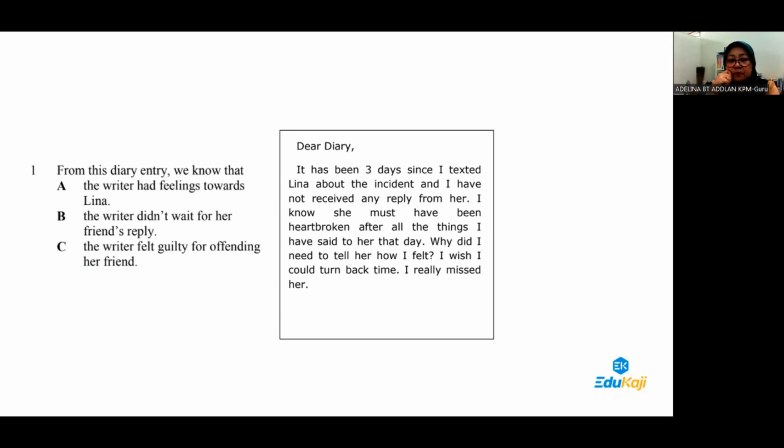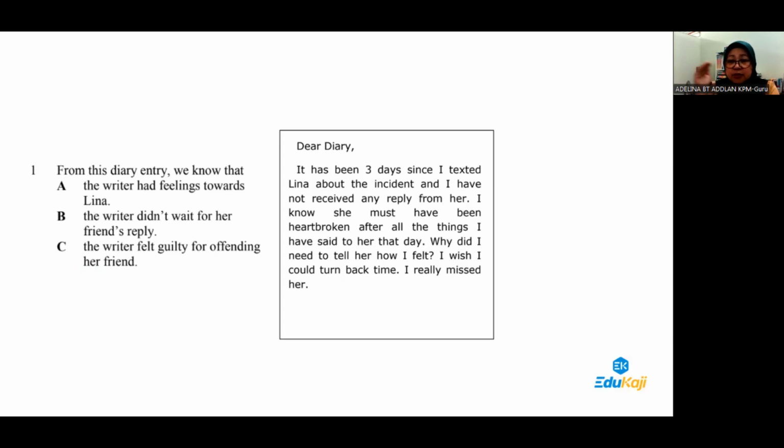Now if you look at a question here, from this diary entry, if you don't read the text and try to answer the question, you are definitely not going to get the answer. So let's look at the content of the diary. It has been 3 days since I texted Lina about the incident, and I have not received any reply from her. I know she must have been heartbroken after all the things I have said to her that day. Why did I need to tell her how I felt? I wish I could turn back time. I really missed her.